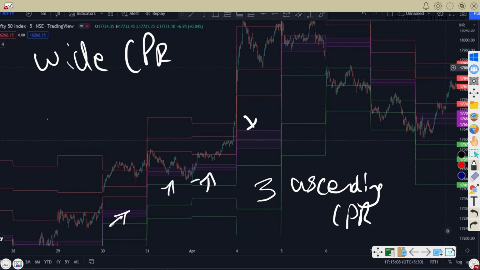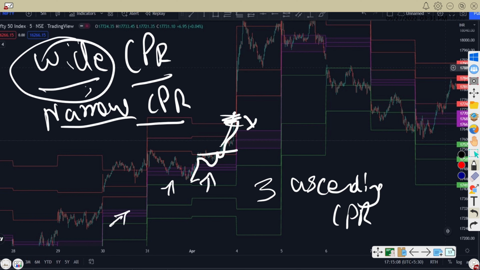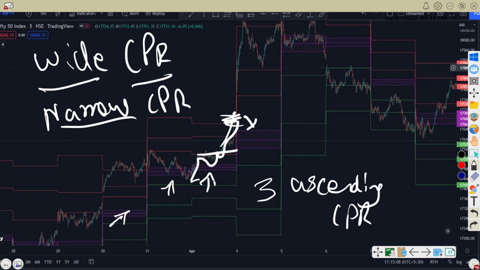But if you have a narrow CPR, okay, we have a narrow CPR. Market ended up at the day's high. Nice trend we got, market ending at the day's high. So wide CPR, narrow CPR, these work most of the time, but you just need to know the market conditions and where to use them.